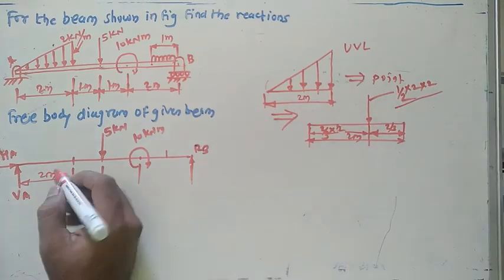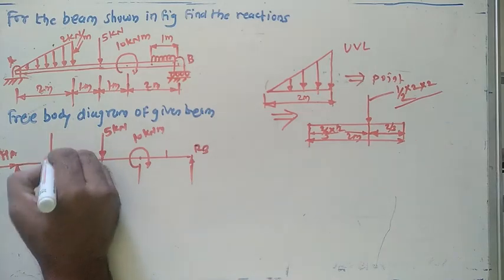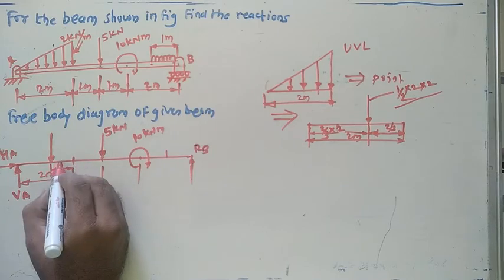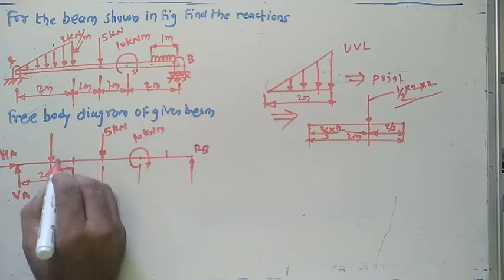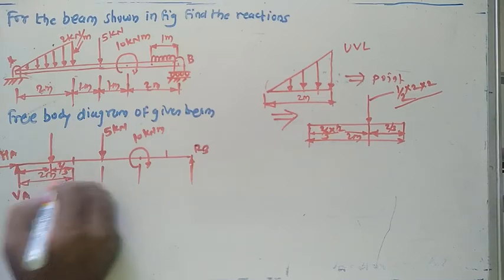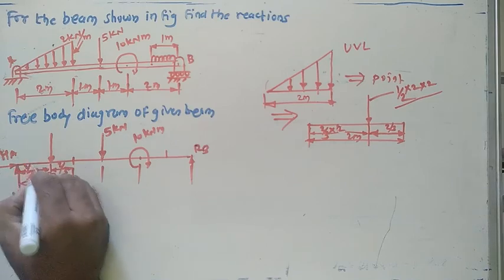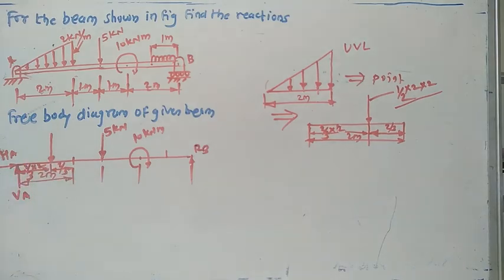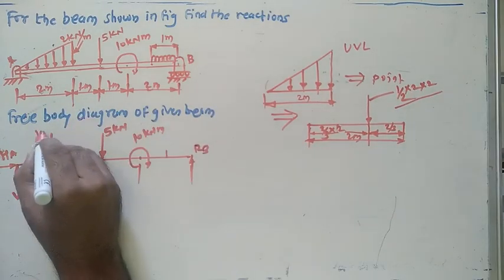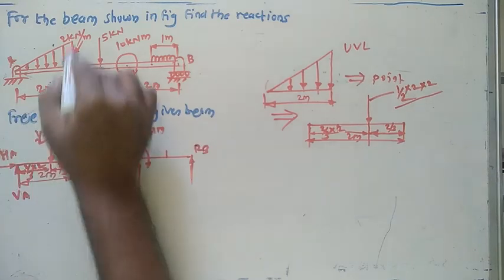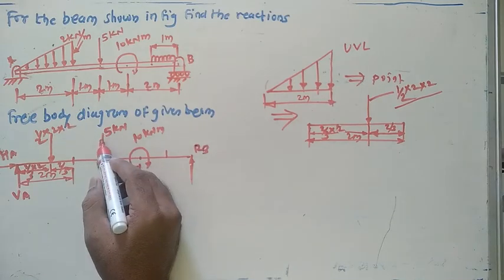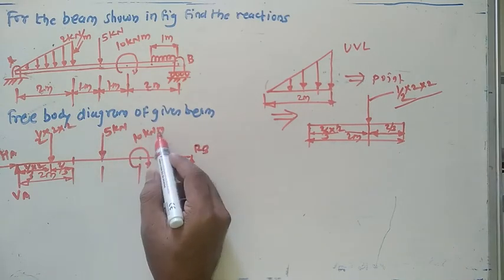Okay, so I'll show that point load at a distance of L by 3 from this end. L by 3 means here 2 by 3; from this side it is 2/3 of L, which means 2/3 of 2. What's the point load? It is 1/2 base, which is 2, and height, which is 2. So you can get that point load. The next one was already shown here, 2 kilonewton. Next one is 10 kilonewton meter.